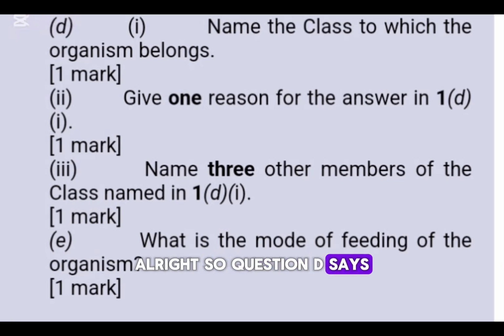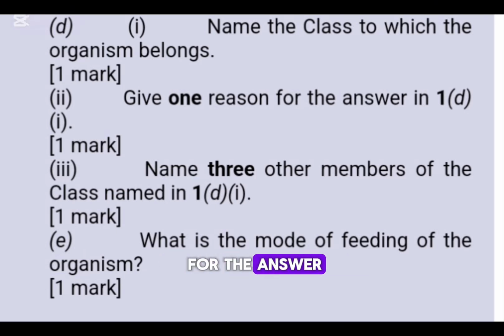Alright, so question D says, name the class to which the organism belongs. The class to which the agama lizard belongs is called Reptilia. Because it's a reptile, it's Reptilia. Now, the second one says, give 1 reason for the answer in 1D. The reason is because there is presence of dry scales. One of the characteristics of the class Reptilia is that they have dry scales. So there is presence of dry scales.